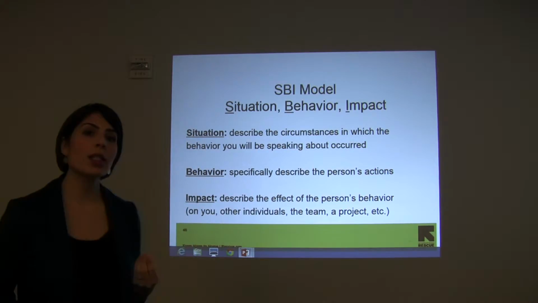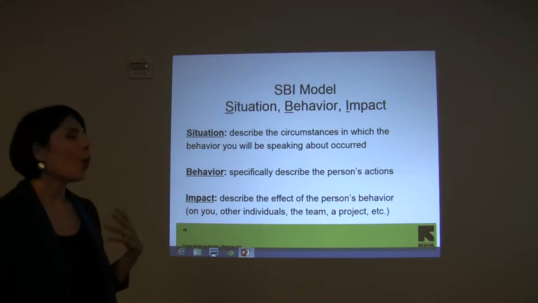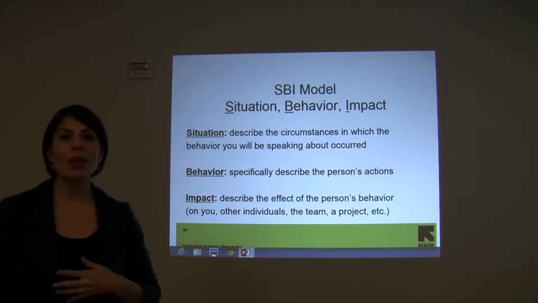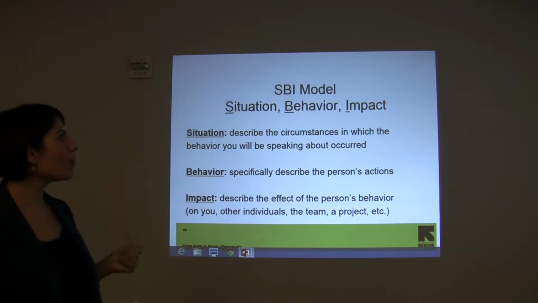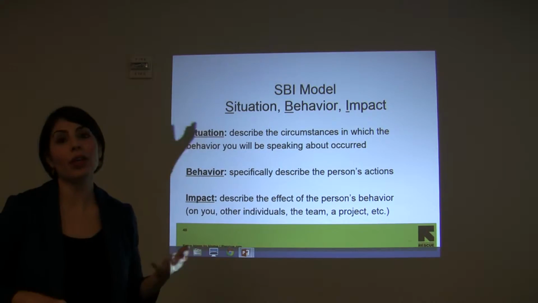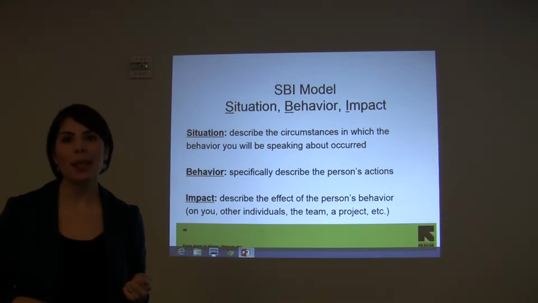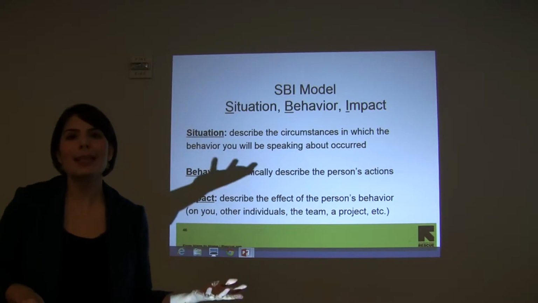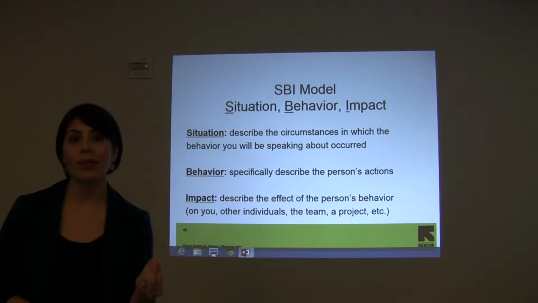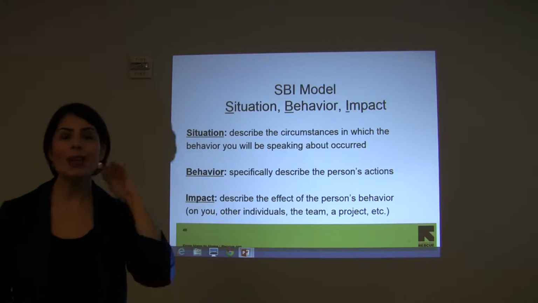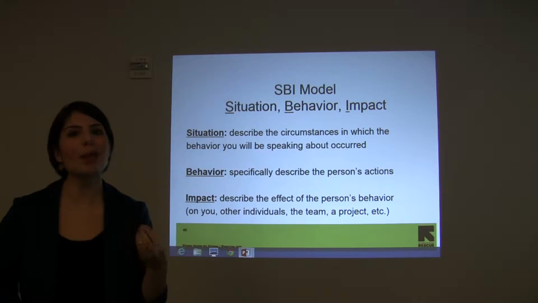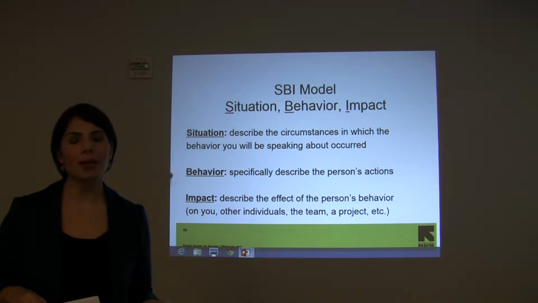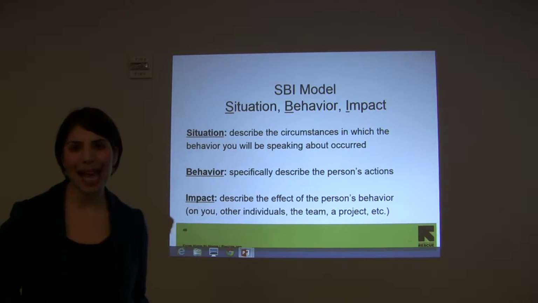The first part is what we call situation, right? What is it that happened that's prompting you to give feedback? Describe the circumstances in which the behavior you're going to be giving feedback about happened, right? It's the when. When did this happen? And get specific. And remember that we talked about just a moment ago, best practices for giving feedback is being able to deliver that feedback within a reasonable amount of time from when the incident has happened.